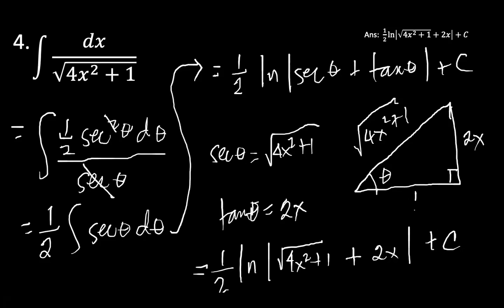the constant. Okay, so let's see if we got the correct answer. Oh, here we go. So we have the same answer as we are expecting. This is supposed to be the answer. So the answer in number 4 is 1/2 of the natural logarithm of the absolute value of the square root of 4x squared plus 1 plus 2x, plus c. And I hope we got the same answer here.